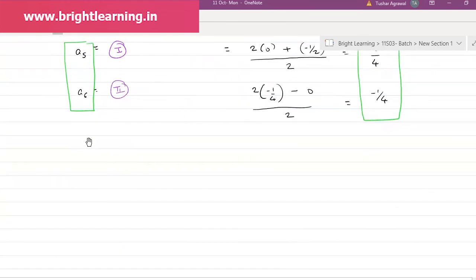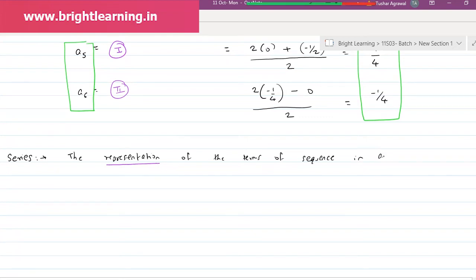The sequences, it's clear to us. Series is what? Series is just the representation of sequence in the addition form. I underline this word representation. Series is just a representation of the sum of terms of a sequence in addition form.